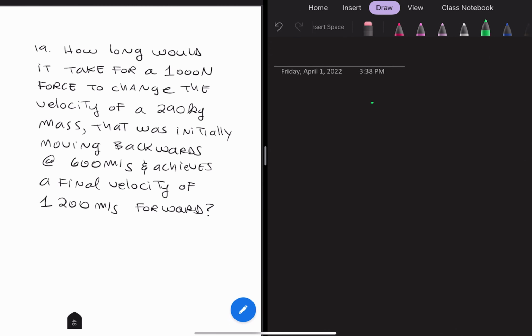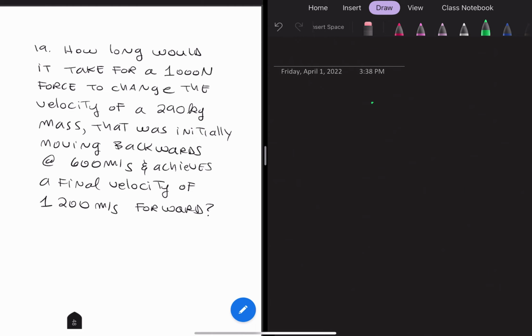Okay, so now let's try this word problem. It says, how long would it take for a 1,000 Newton force to change the velocity of a 290 kilogram mass that was initially moving backwards at 600 meters per second, and achieves a final velocity of 1,200 meters per second forwards.